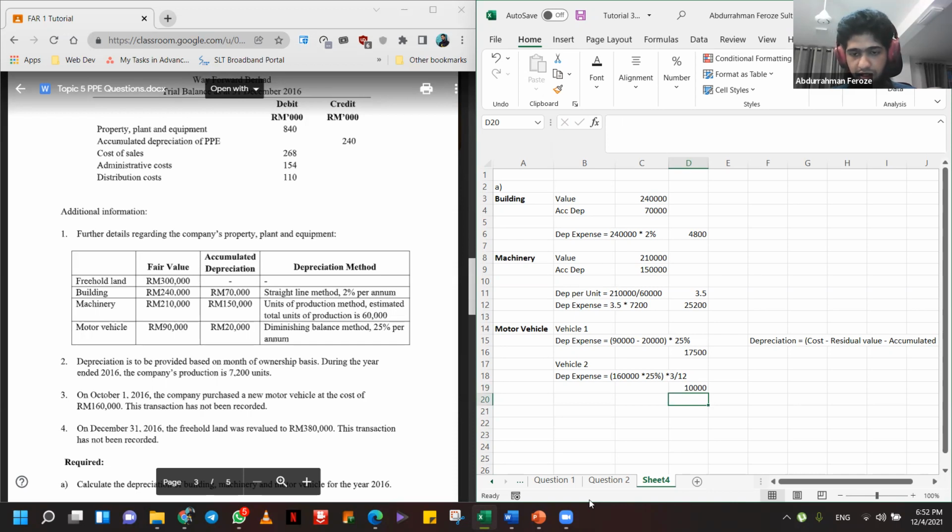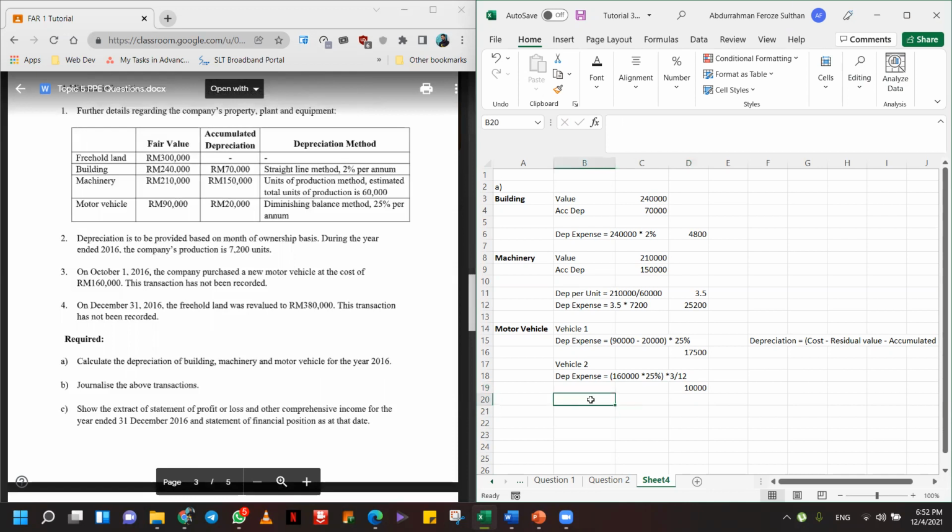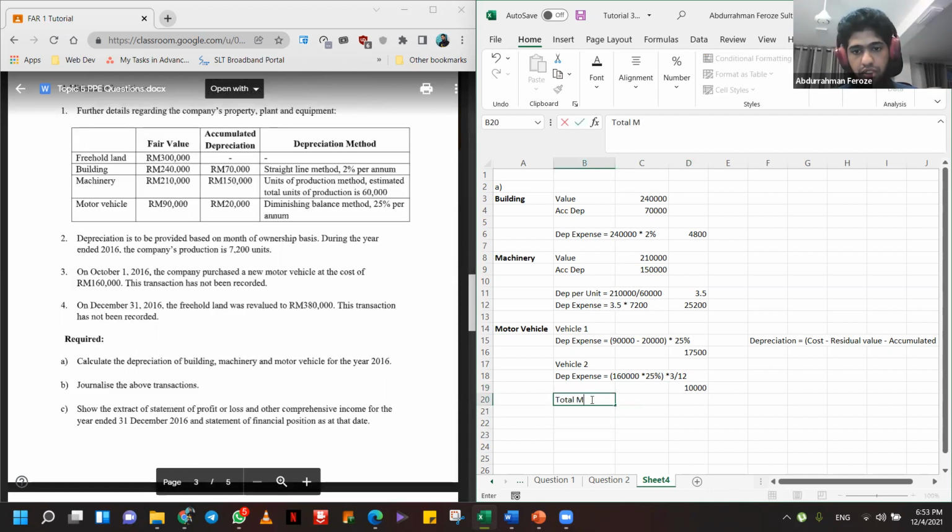Is it 10,000? Have you calculated it? 10,000. All right. And so the total, let's call it MV depreciation, equals the sum of this amount. So this is the total motor vehicle depreciation for the year 2016.